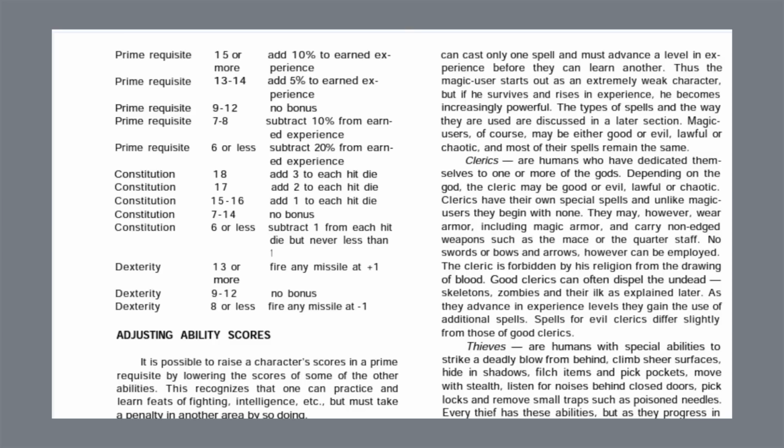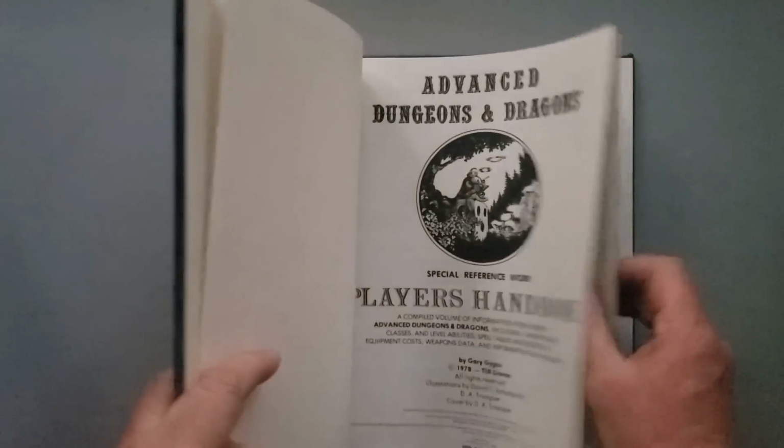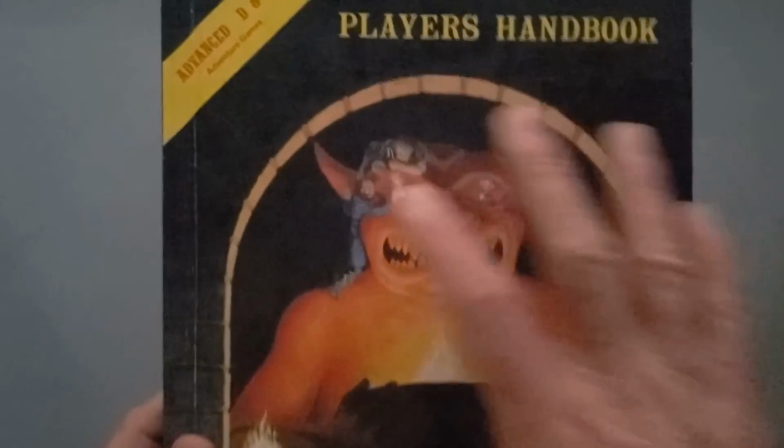However, in 1978, Gary creates the Player's Handbook for Advanced Dungeons & Dragons. And here you see that ability scores do have a lot of different bonuses and penalties. So Gary goes back to kind of saying that ability score is important.